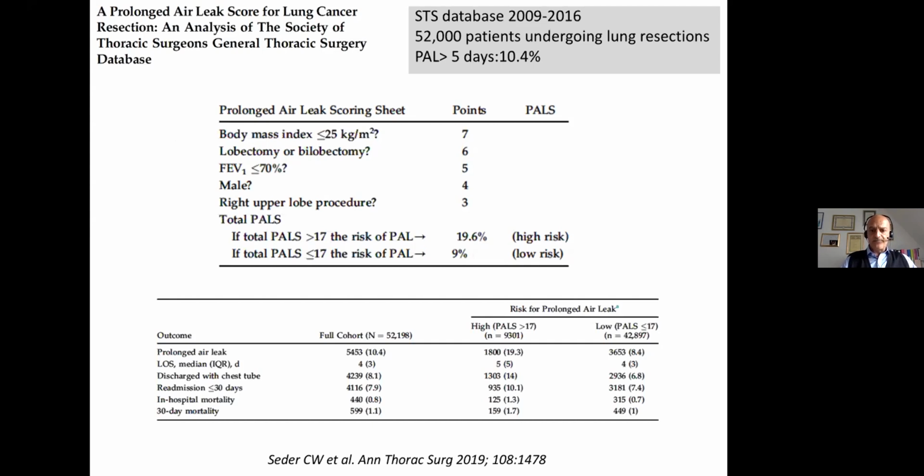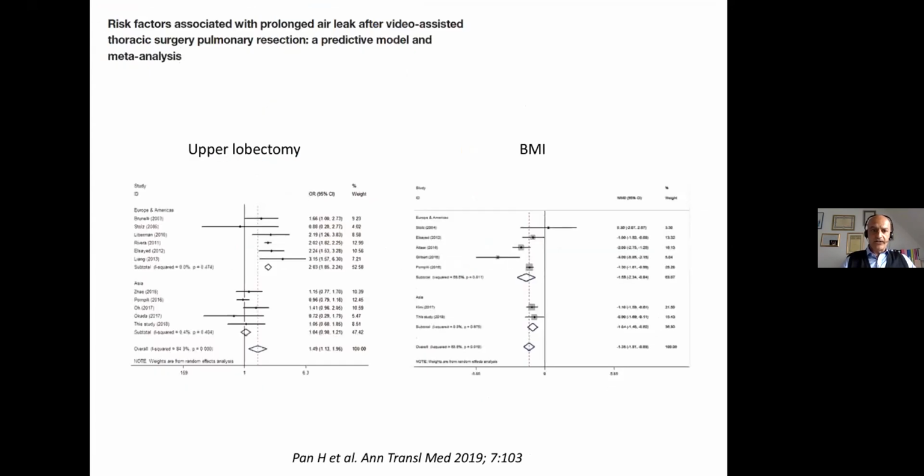And obviously, those patients with prolonged air leak had a prolonged stay, were discharged more frequently with the chest tube, and had a higher rate of readmission compared to those at lower risk of prolonged air leak.